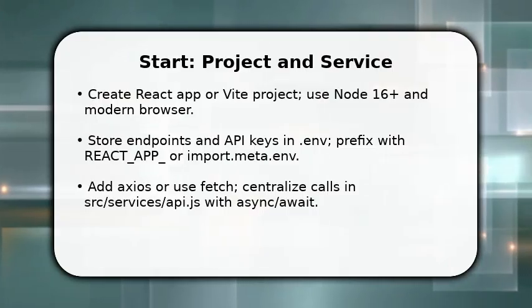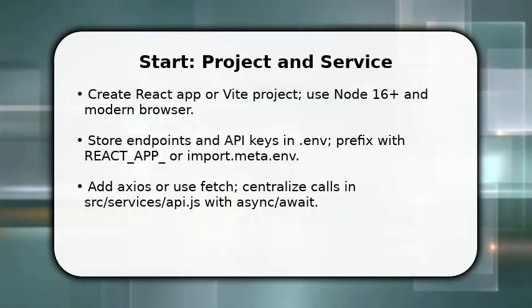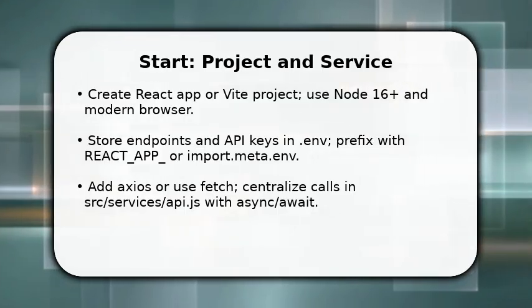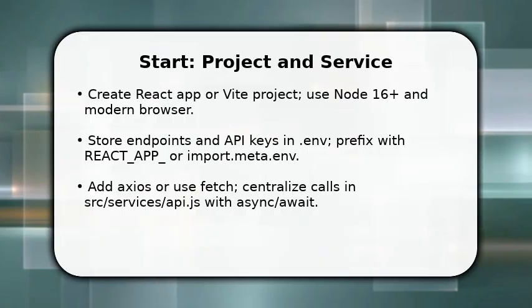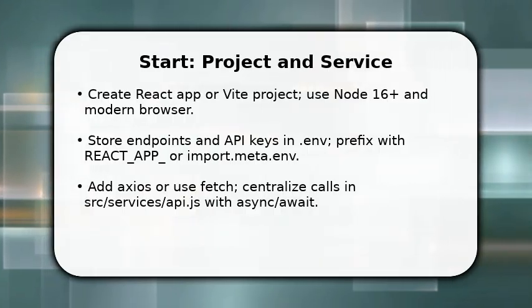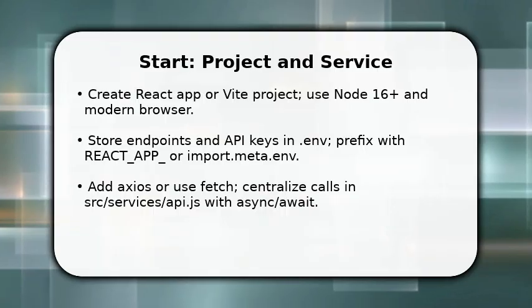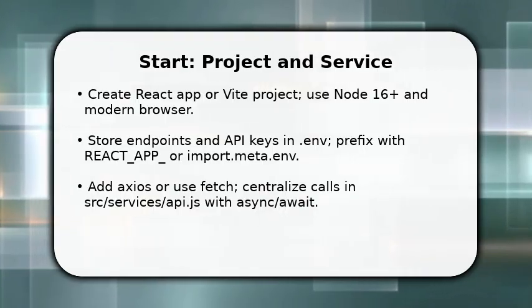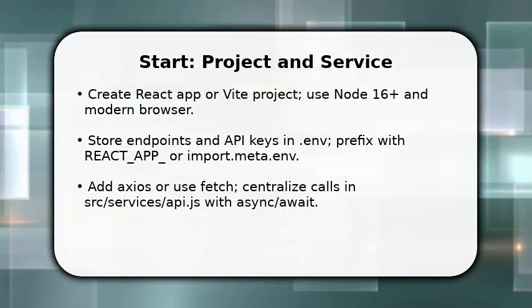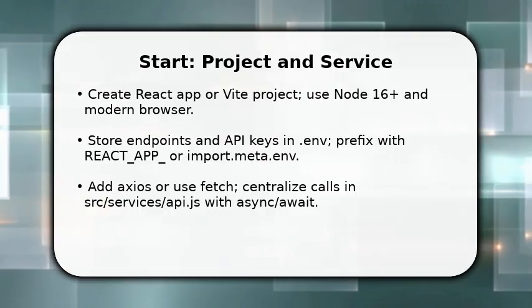You begin by preparing a stable environment and a single API service file. First, scaffold the app and confirm Node 16 or newer. Once done, place endpoints and secrets in environment variables so you can swap between dev and prod. Then install Axios or decide to use Fetch.